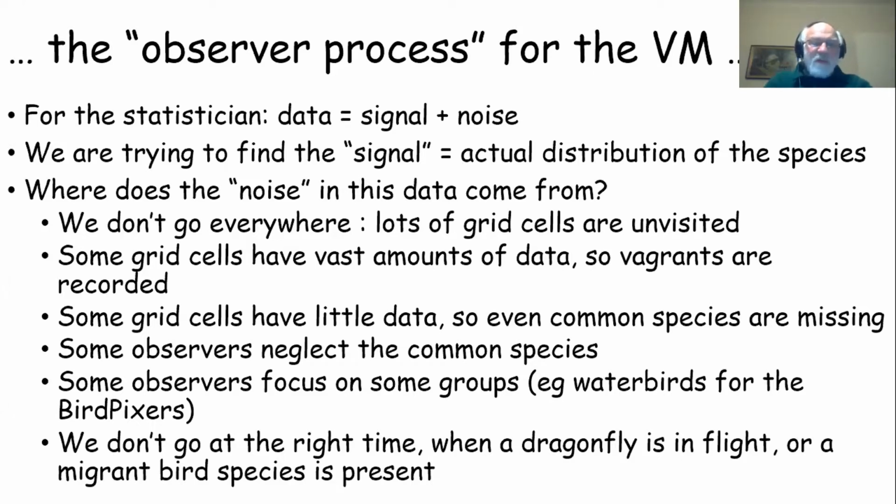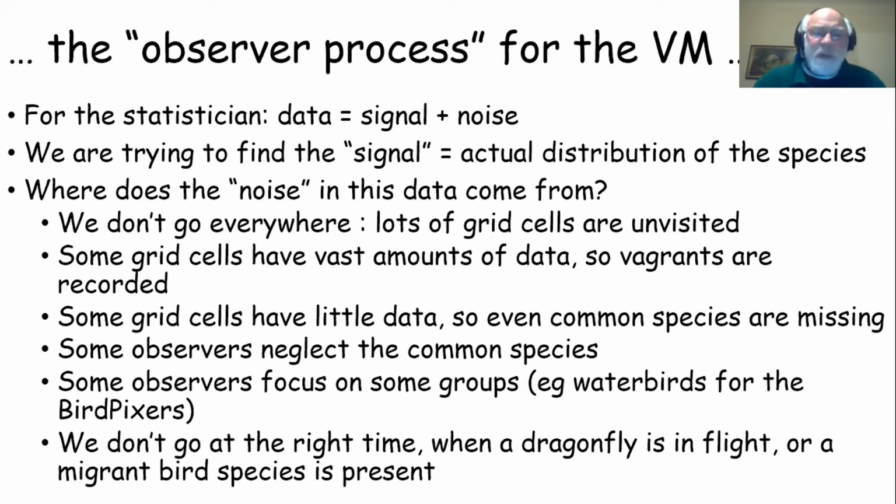So where does the noise come from? Well, first of all, we don't go everywhere. So there's lots of grid cells that are unvisited, and that's what is the cause of the false negatives. The species actually occurs, but it's not being recorded there.